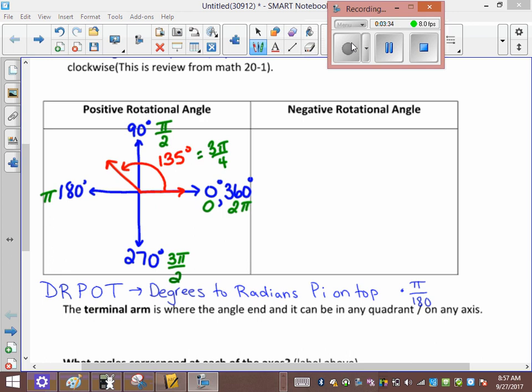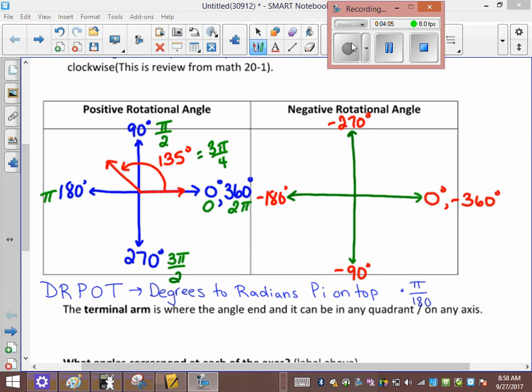So negative rotational angle, same deal, except we're going to go in the negative direction, which is clockwise. So we start at 0 degrees. Then here's negative 90 degrees. And here's negative 180. Negative 270. Negative 360. So if you go clockwise, you get negative angles.